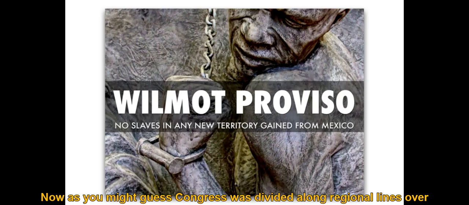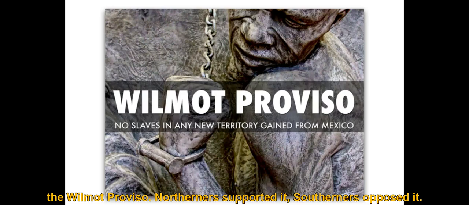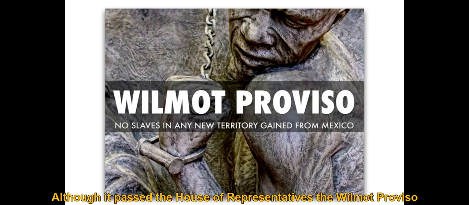Now, as you might guess, Congress was divided along regional lines over the Wilmot Proviso. Northerners supported it, Southerners opposed it. Although it passed the House of Representatives, the Wilmot Proviso never passed the Senate. Southerners had more power in the Senate than in the House.